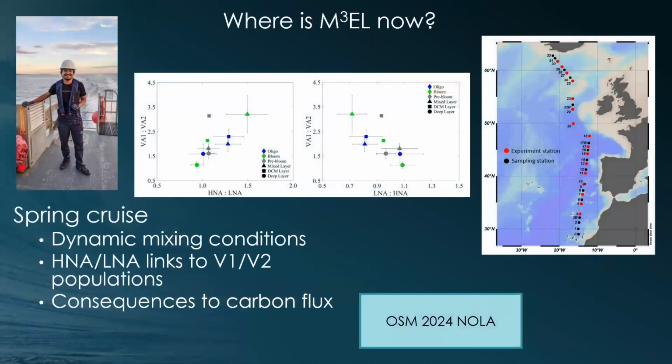So where are we now? This is another PhD student, Ian, and he is working on a spring cruise to see if we could still find these kinds of relationships in much more dynamic mixing conditions, because I didn't look at that in the summer cruise. He has already found similar links between HNA and V1 populations, and he's going to discuss that in terms of carbon flux over the seasonal stratification cycle. He's going to be presenting this at OSM, so check him out.